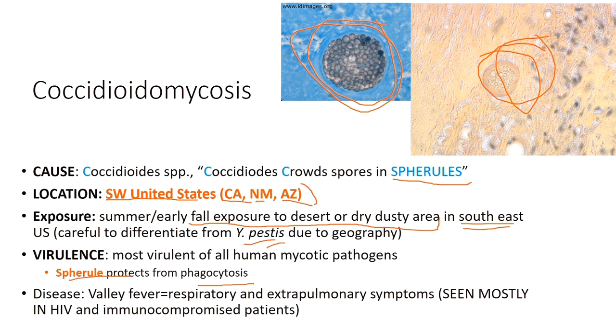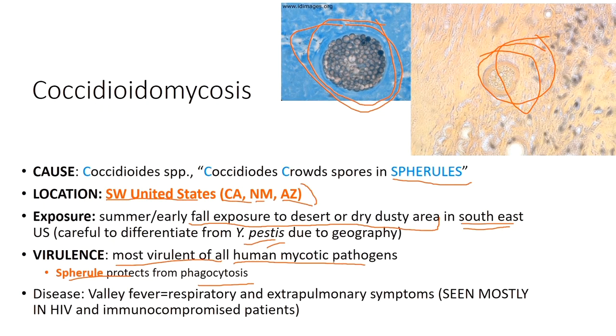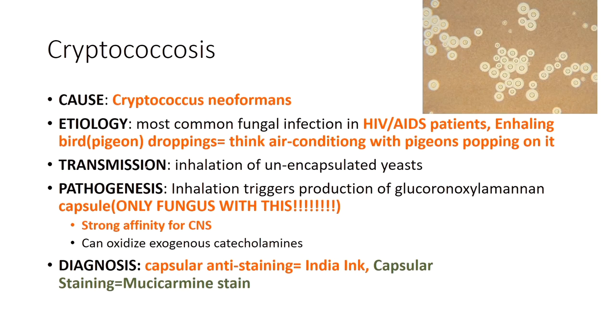The spherules pretty much protect from phagocytosis. It's one of the most virulent of all mycotic pathogens that we have. One of them. It is not. This one says it is the most virulent, but we also have Cryptococcus over here, which is very virulent. So they're kind of comparable. The disease is known as valley fever because it's in the valley of the deserts in Arizona and California. Respiratory and extrapulmonary, and definitely you're going to be seeing that mainly in HIV and immunocompromised patients.